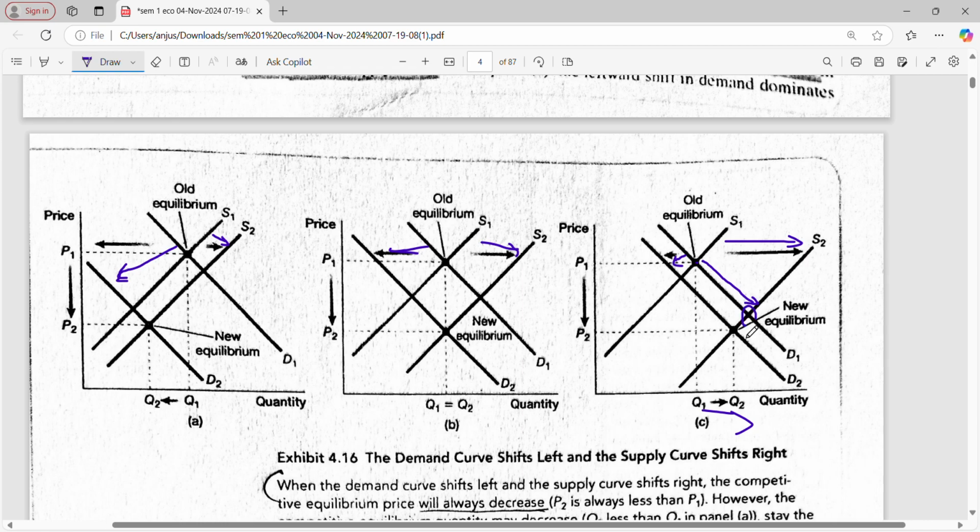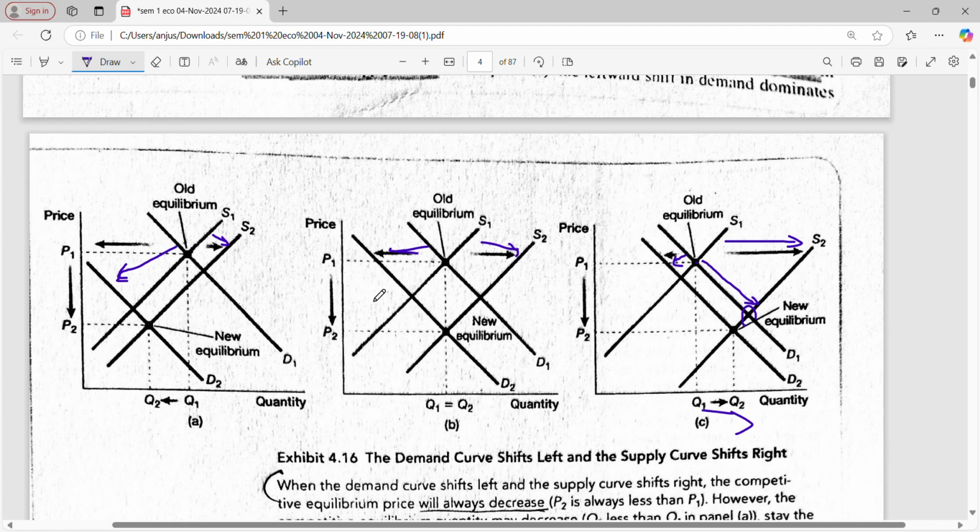In all these three cases, what happens? Price only gets reduced. So, in all these three cases, whether the demand shift is more than supply, demand equal to supply, or demand less than supply, the price will only get reduced.